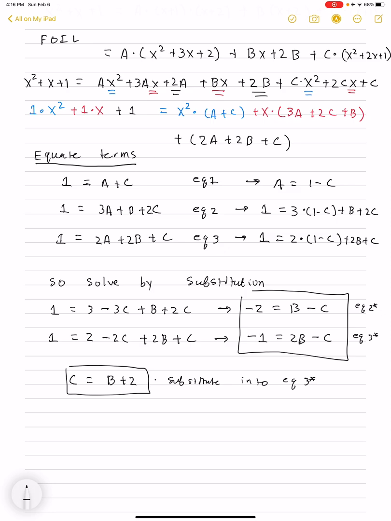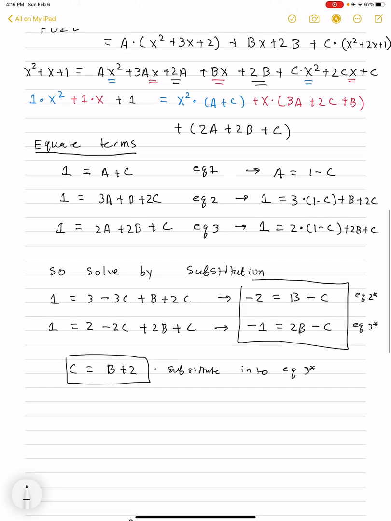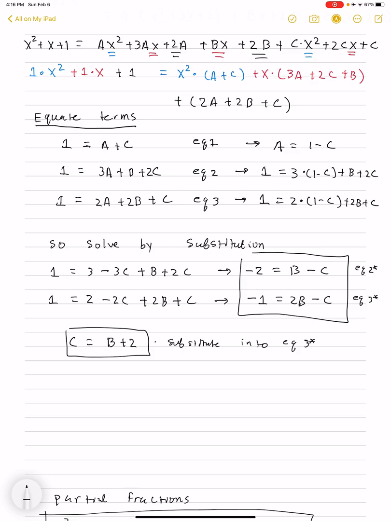We then solved equation 1 for a. Then we substituted that into equations 2 and 3. Upon substituting it, we simplified these equations to get equation 2 star, which is minus 2 is equal to b minus c, and equation 3 star, which says that minus 1 is equal to 2b minus c. We then take equation 2 and solve for c. We get the equation c is equal to b plus 2, and we substitute that into equation 3.